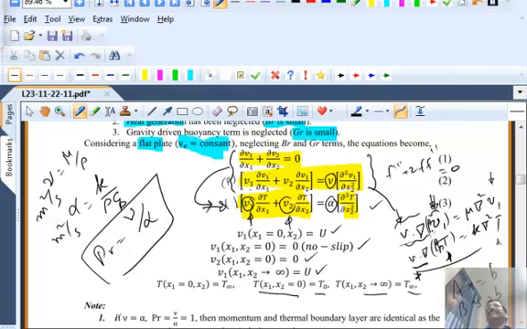So I know the solution. So if I take the same profile for T and I plug it in, it should also satisfy that equation.